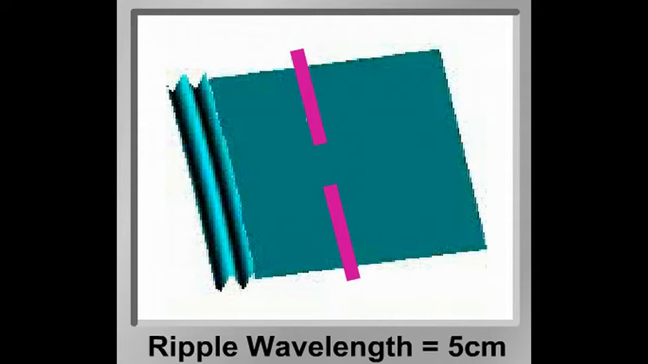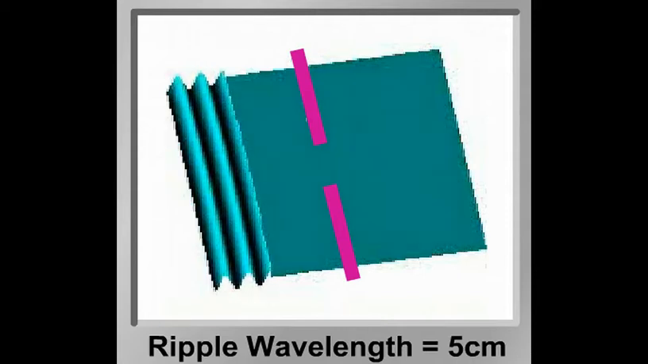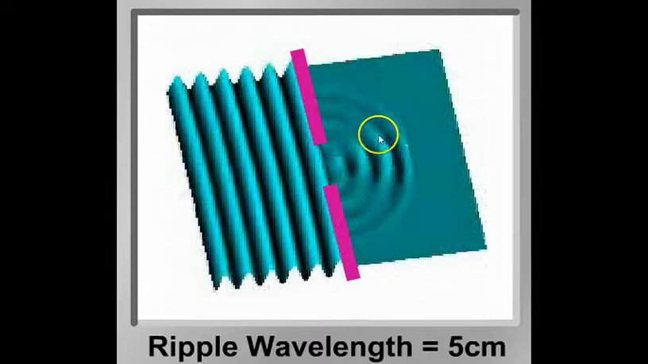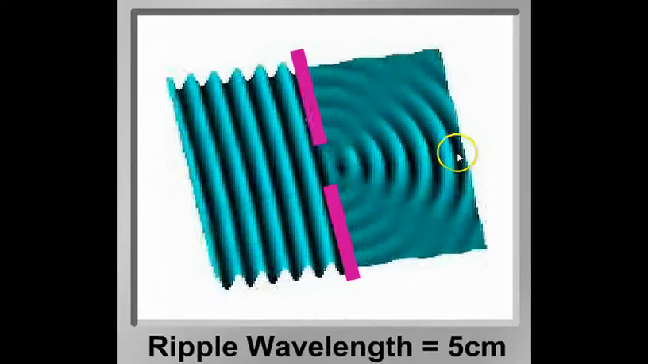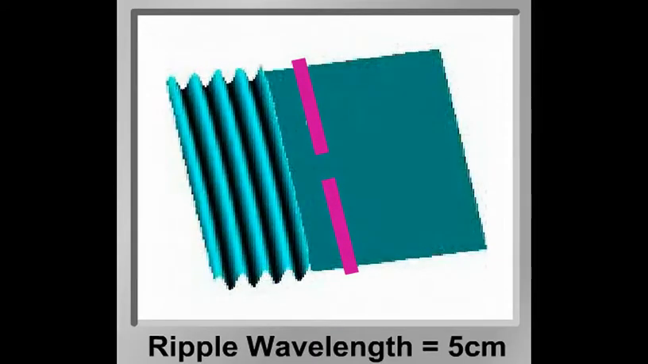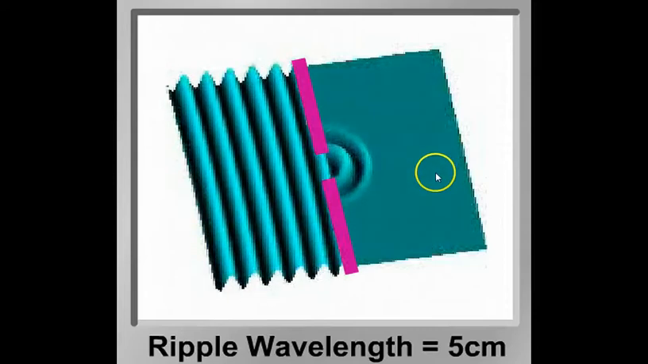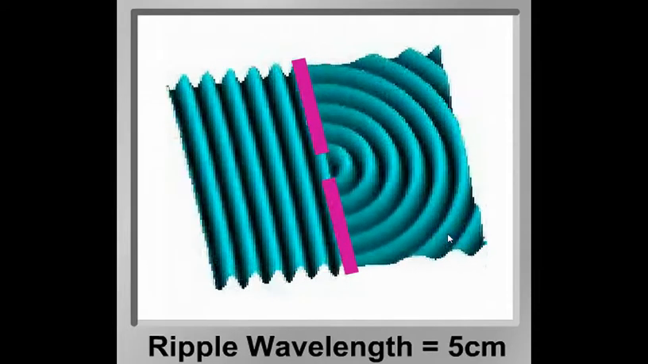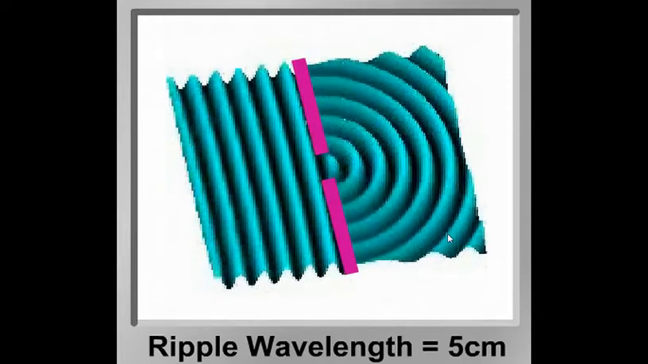Now I'll move it to a medium slit here and let the waves pass through, and you can see you're getting a bit more diffraction occurring over here. And now we have a small slit opening here, and the waves are passing through. Now you can clearly see these waves are bending around here, and you get really pronounced diffraction.